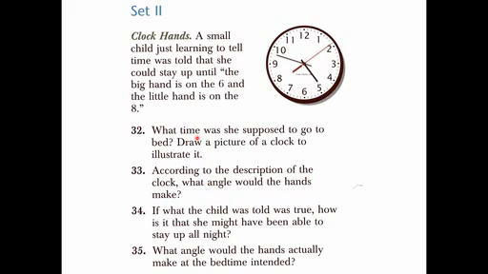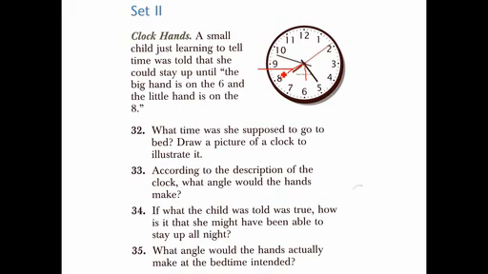Clock hands. A small child, just learning to tell time, was told she could stay up until the big hand is on the 6th and the little hand is on the 8th. Have you ever heard that before? Remember that from when you were younger? Now you'd be able to say, I ain't going to bed at all then. Why is that? Well, let's see. When would the big hand be at the 6 and the little hand pointing at the 8?